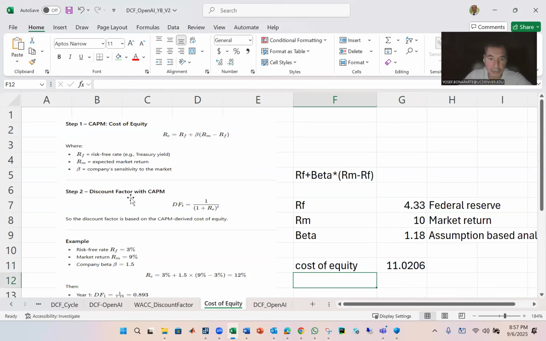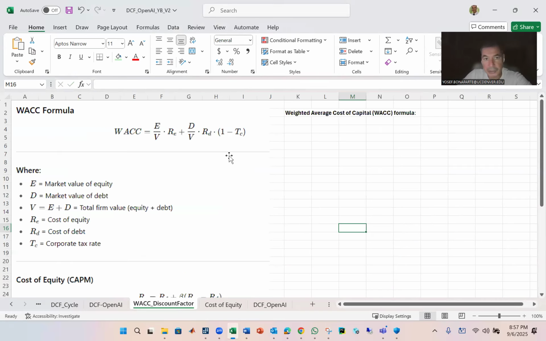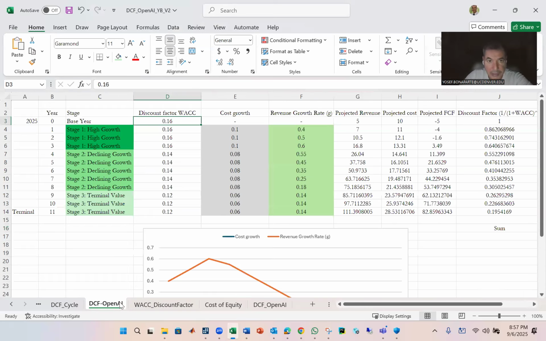For OpenAI, we use Apple things. But you can calculate what is the WACC for OpenAI. You can ask ChatGPT what would be the WACC equivalent company, and they give you that. I looked at that and I find that their WACC is 0.16.